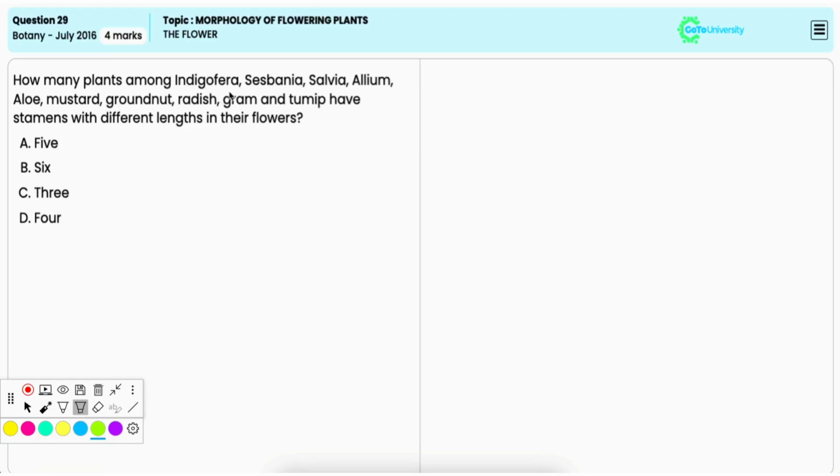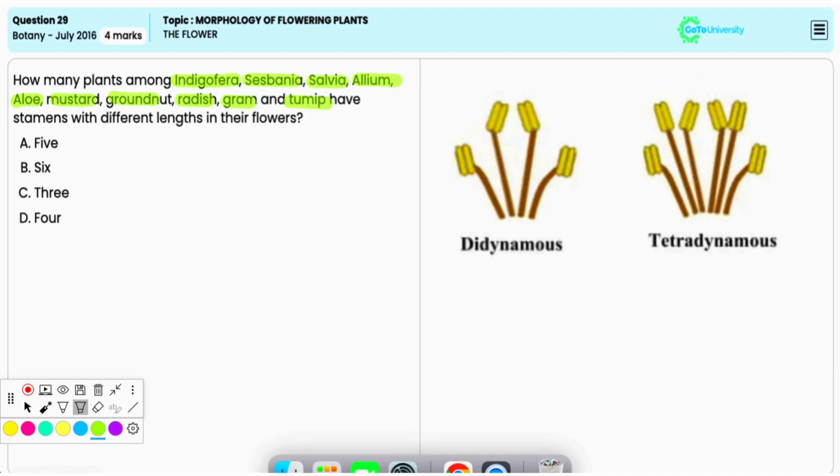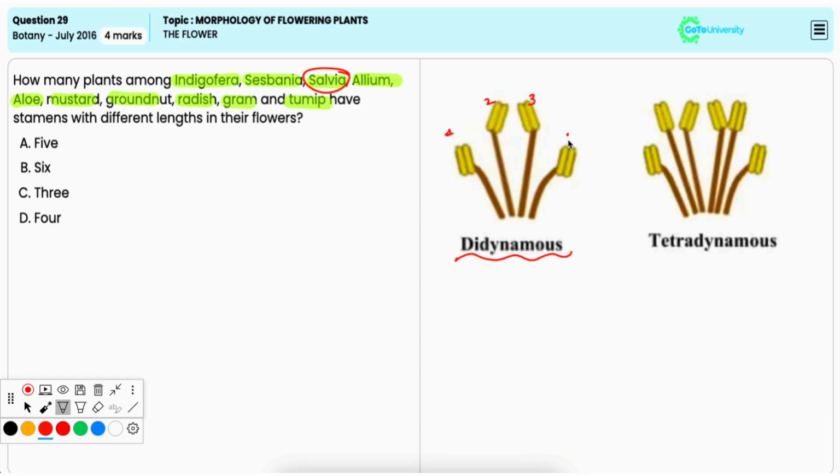In this question, you have to identify how many plants among Indigofera, Sesbania, Salvinia, Allium, aloe, mustard, groundnut, radish, gram, and turnip have stamens with different lengths in their flowers.